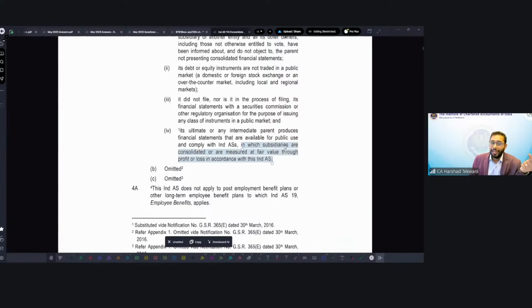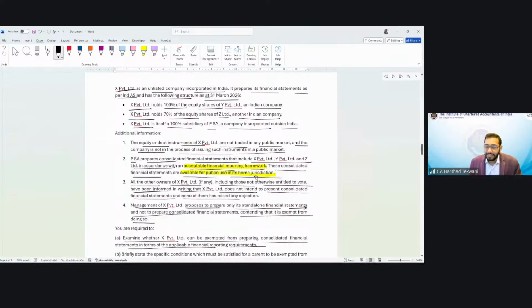Now, if that is done, then we can say that yes, exemption can be granted, because here the requirement of filing with the registrar is not present. But the only requirement here is that they should be available for public use and they should comply with the Ind AS. Now, again, in our question, they were not complying with the Ind AS. They were complying with the applicable financial reporting framework acceptable in their home country, not Ind AS. As a result, again, the exemption cannot be granted.